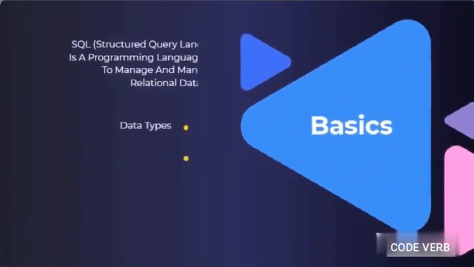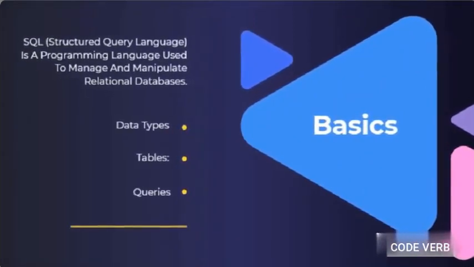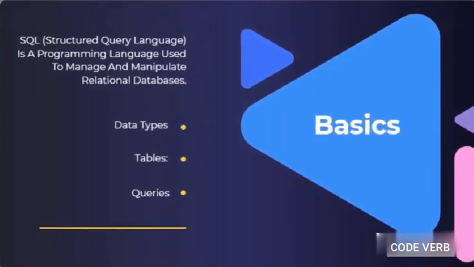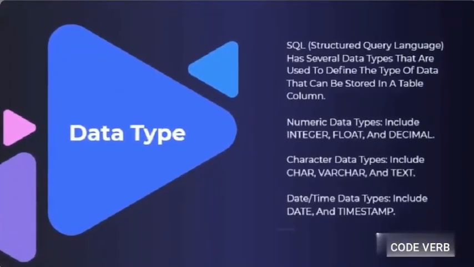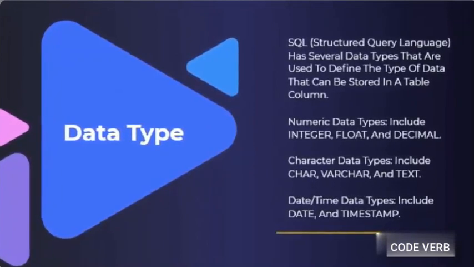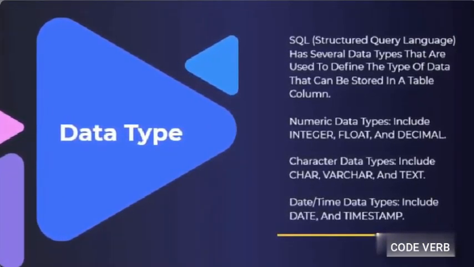SQL is a programming language used to manage and manipulate relational databases, and it has some basic features. The user can set the data type of the column, can make the table to store data, and queries are the main part of SQL, as queries are used to manage and manipulate databases. SQL has several data types that are used to define the type of data that can be stored in a table. A few basics are numeric data types, which include integer, float, and decimal; character data types, which include char, varchar, and text; and date and time data types, which include date and timestamp.